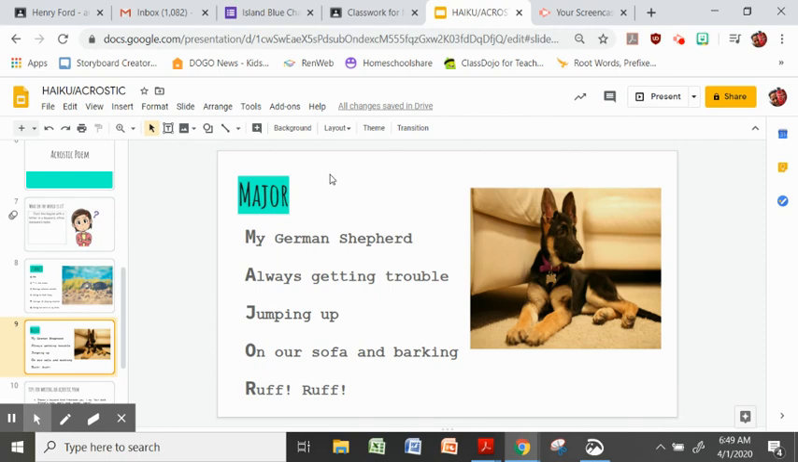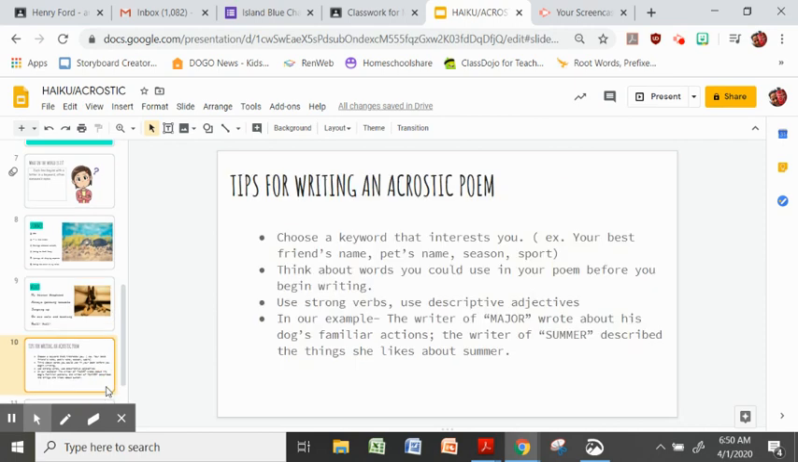So, my German Shepherd always getting trouble, jumping up on our sofa and barking ruff, ruff. Okay, so I think you get the picture of what an acrostic poem is. Now, so those are my two examples. Now I'm going to give you some tips on how you can write it.